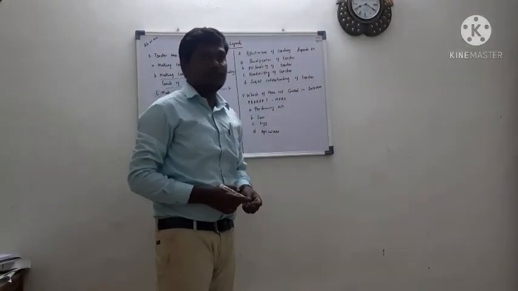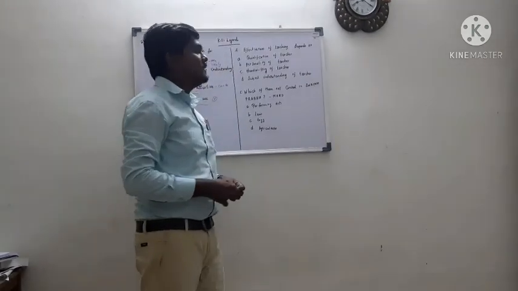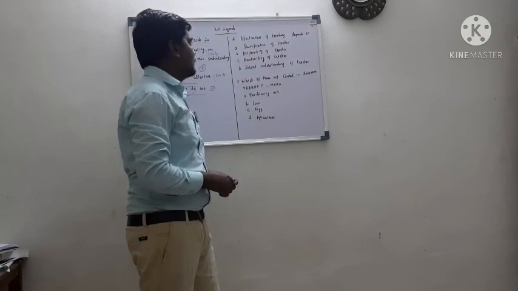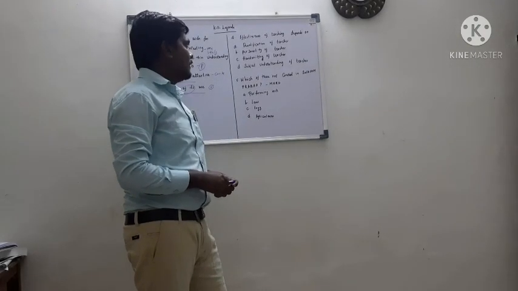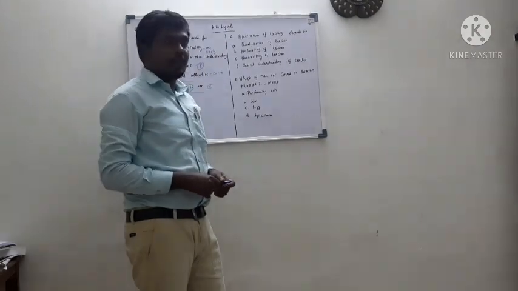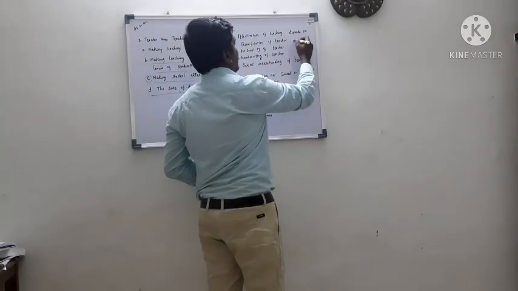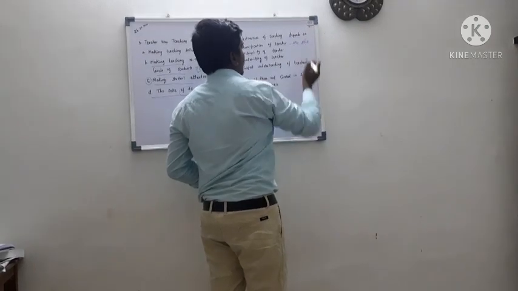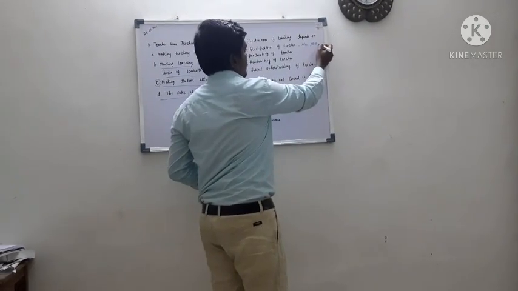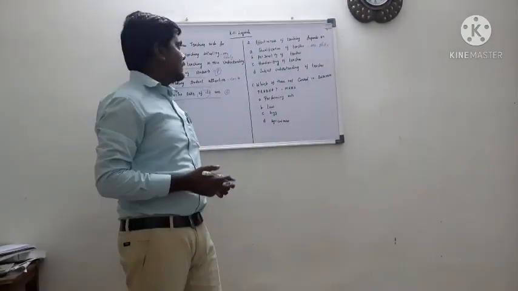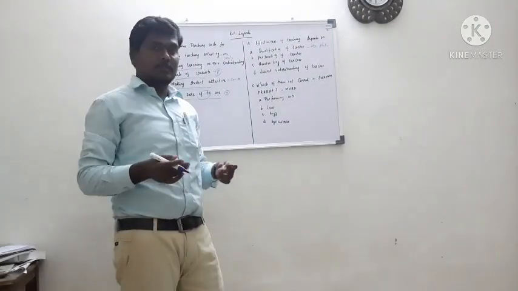So the fourth question is: effectiveness of teaching depends on. The options are qualification of a teacher, personality of a teacher, handwriting of a teacher, subject understanding of a teacher. So, qualification of a teacher. A teacher may be qualified as MSc or PhD. But probably this certainly won't fetch that much understanding or effectiveness into the system.